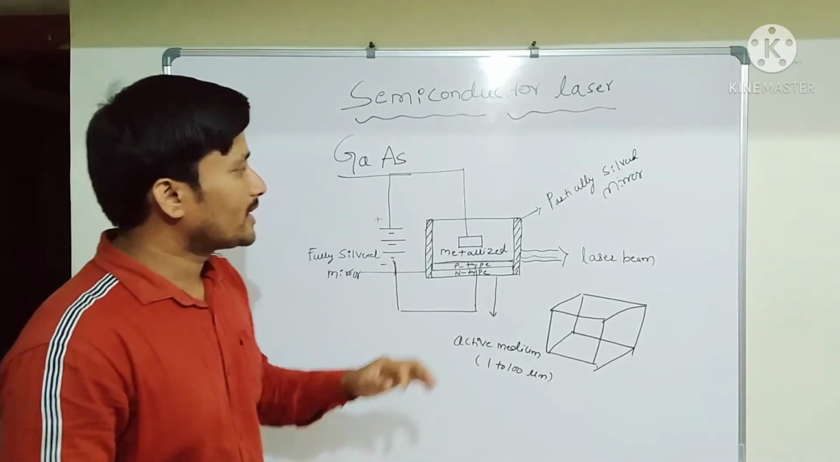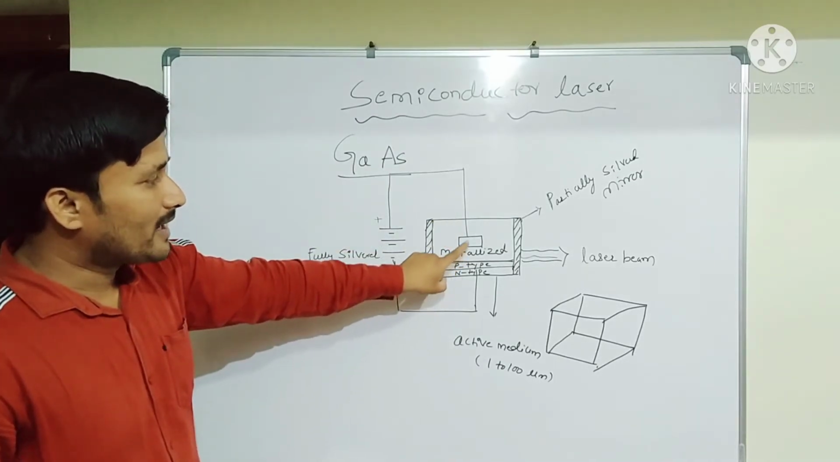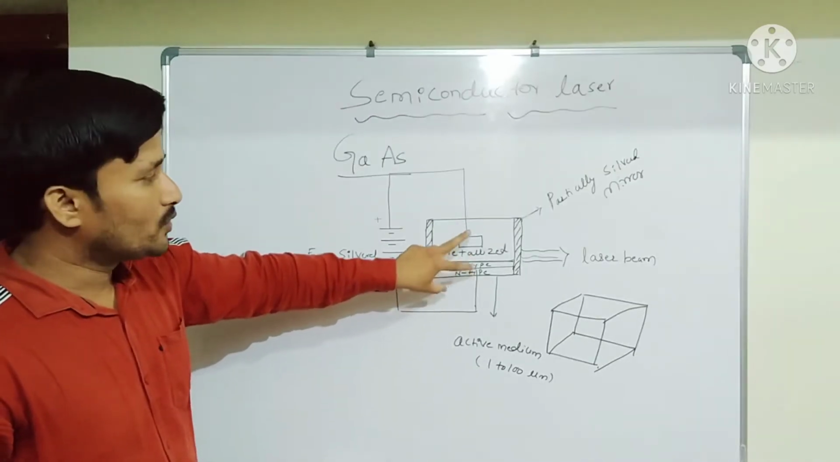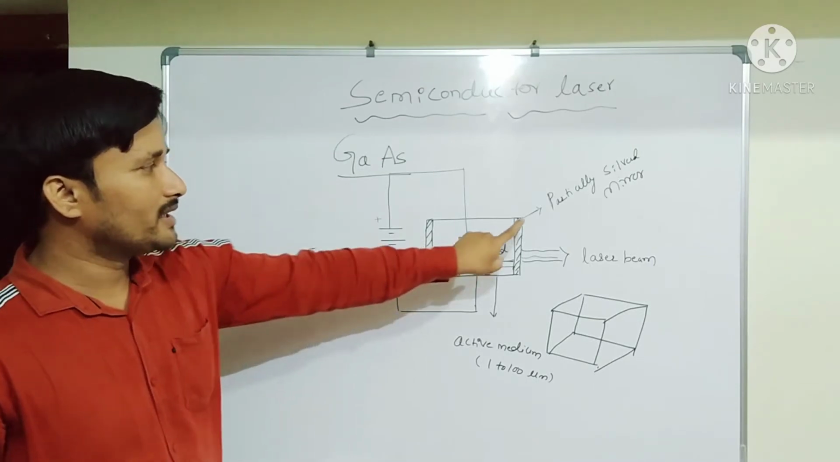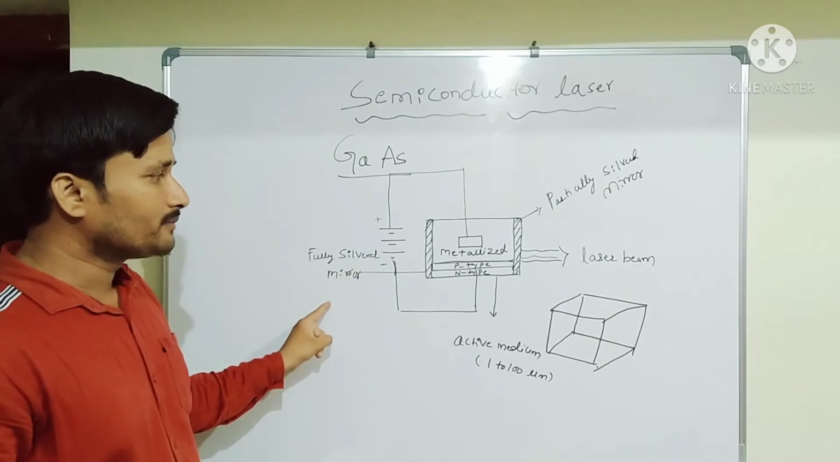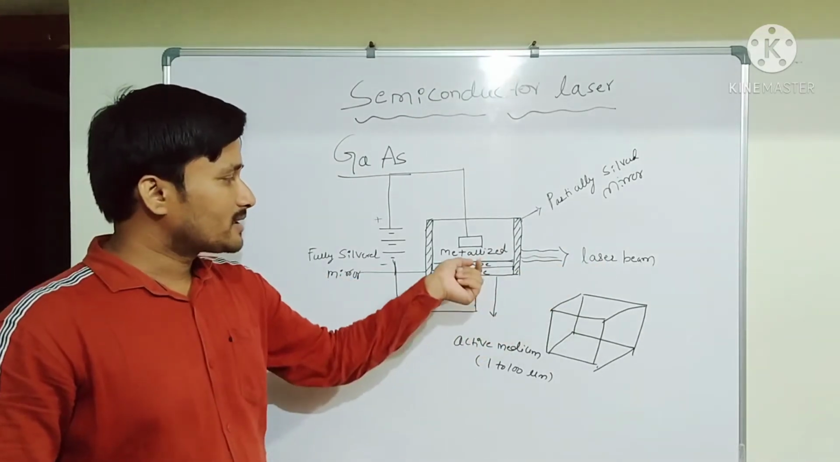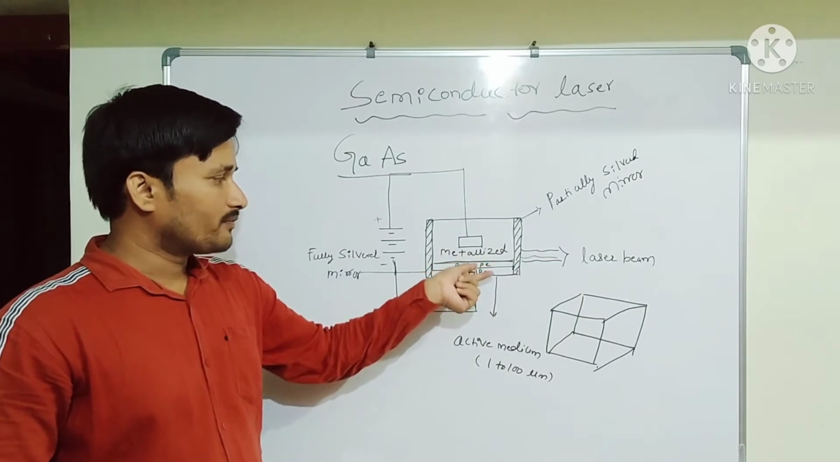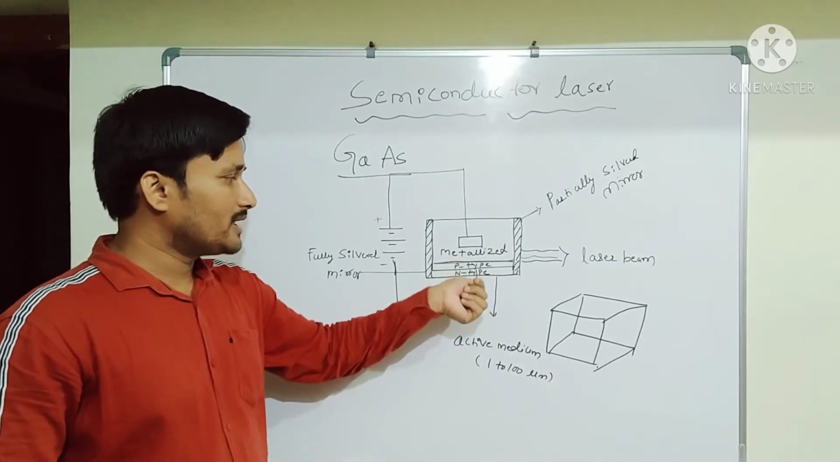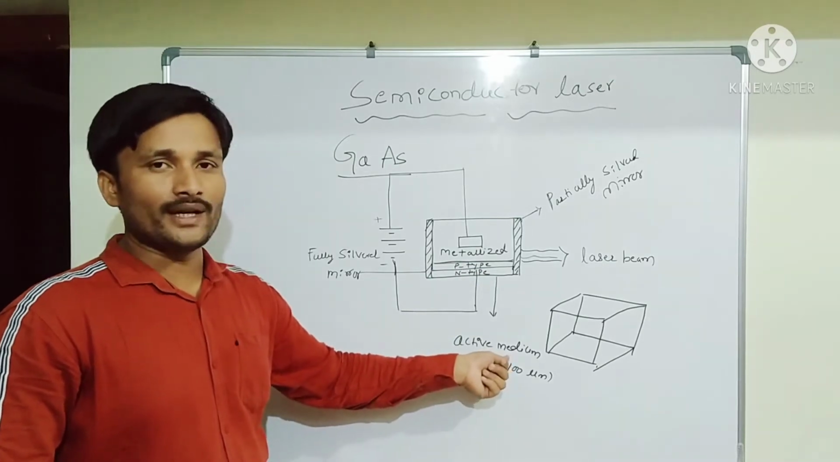Now you can see that this is a semiconductor diode laser. This is a metallized surface. Two surfaces are metallized, and here we also use a partially silvered mirror and a fully silvered mirror. From the partially silvered mirror only, the laser beam will come out. Inside this semiconductor there will be a junction, that is the P and N type junction, which is also called the active medium.